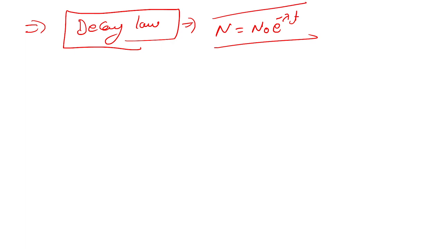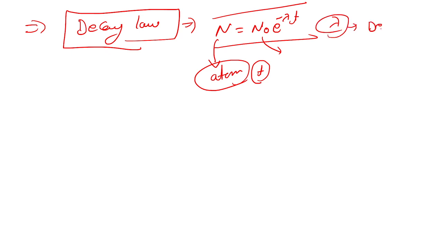I'm presuming that you already know nuclear physics and the laws regarding how the nucleus disintegrates, but I will explain a little bit. N is the number of atoms present in that particular substance at time t. N0 is the initial number of atoms which were present in that medium, when it had not yet disintegrated but was about to start disintegrating. And lambda is the decay constant.